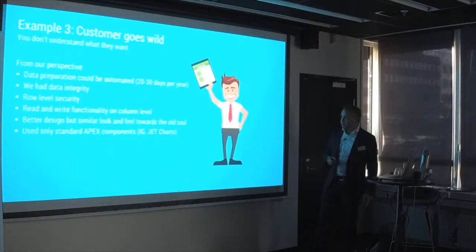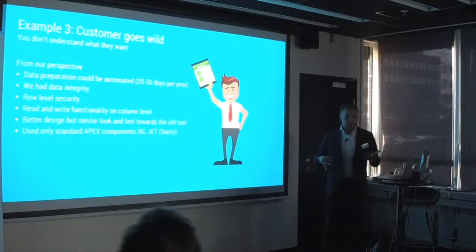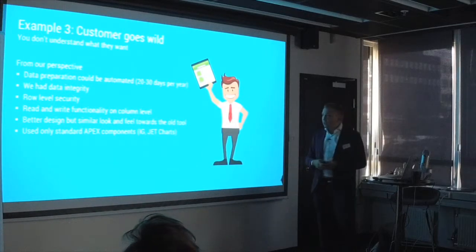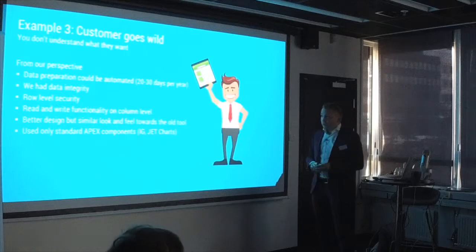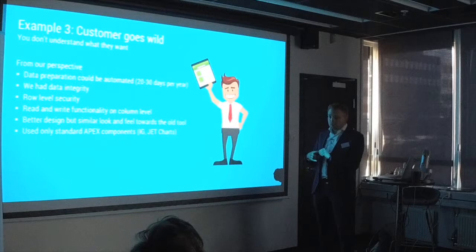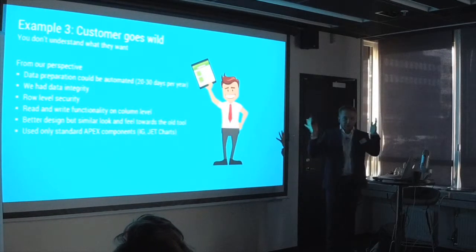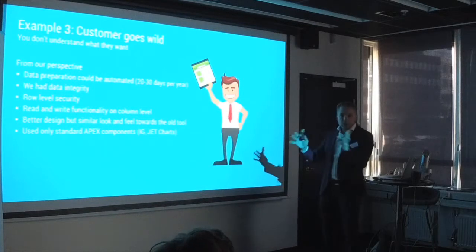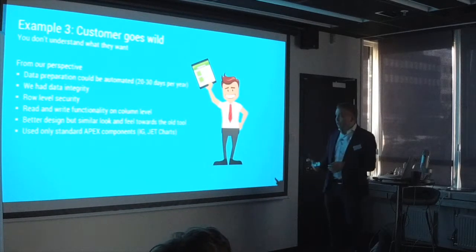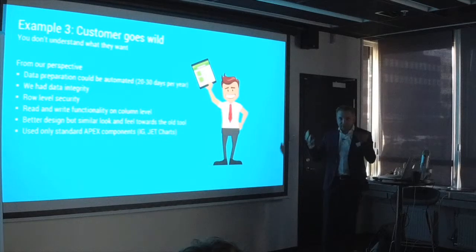So that's basically it. From our perspective, we could automate the data preparation and save 30 days per year. We had data integrity. We had row-level security. We had read and write functionality on a column level. So we could say Q1 is over, nobody is allowed to edit anything anymore in Q1. We had a better design, but still it looked similar to the original application, because somebody who made it was thinking about it first, so we didn't have to reinvent the wheel.